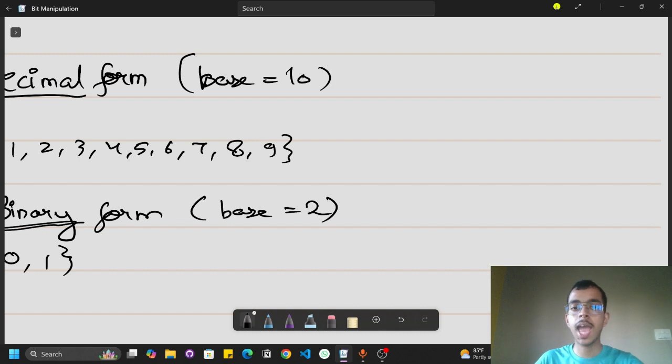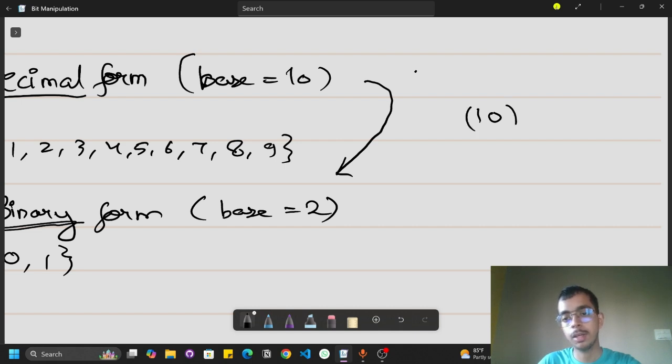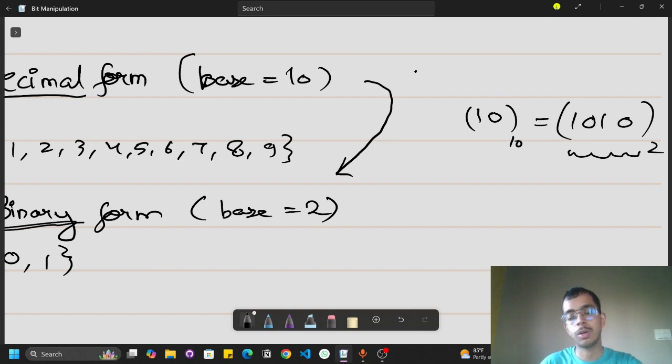Any number in decimal form can be converted to binary form. Let's say 10. So 10 in base 10 can be represented in binary format as 1010. Now, those of you who know the binary system, great. If you don't, I'll tell you why 10 is 1010.